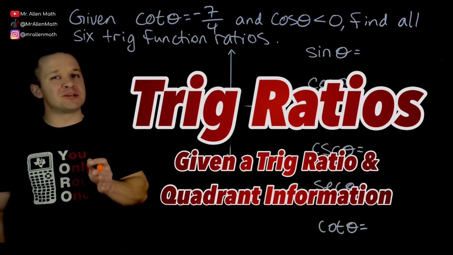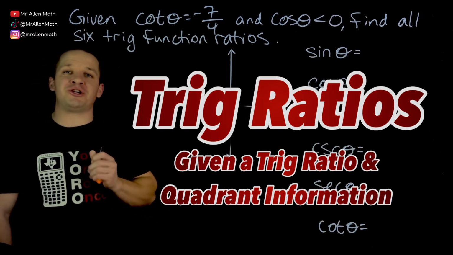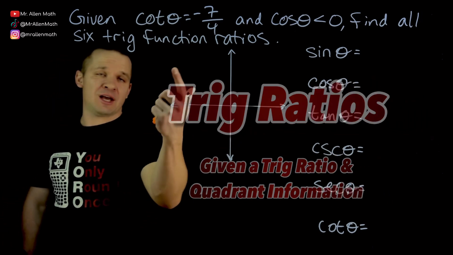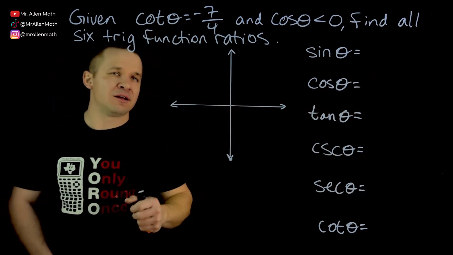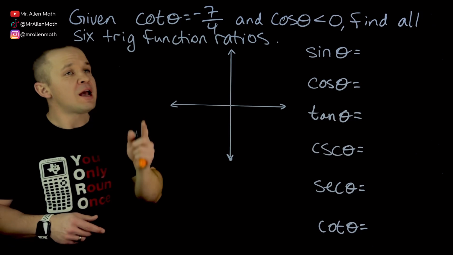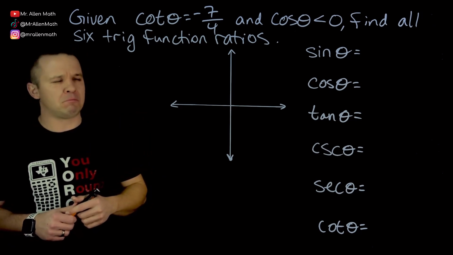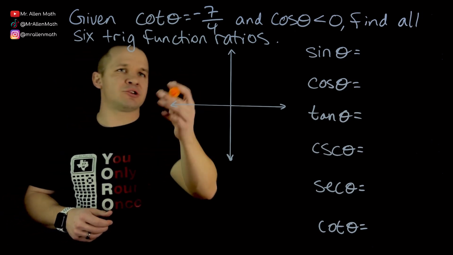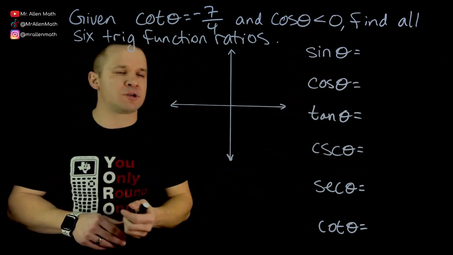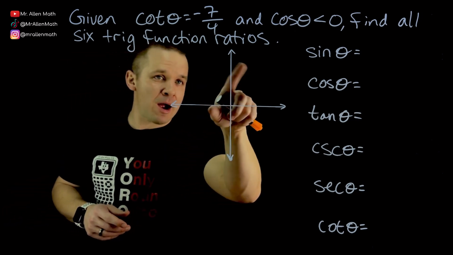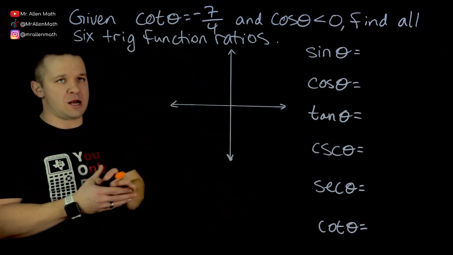What's poppin', dogs? Mr. Allen here working with some trig ratios in this video, and we got an interesting situation on this one. So we're given that cotangent of theta is equal to negative 7 over 4, and we're given that cosine of theta is less than 0. What's that tell me? We got to find all 6 trig function ratios, put all of our answers over here, and we are given an xy coordinate plane so that we can properly draw our triangle, okay?